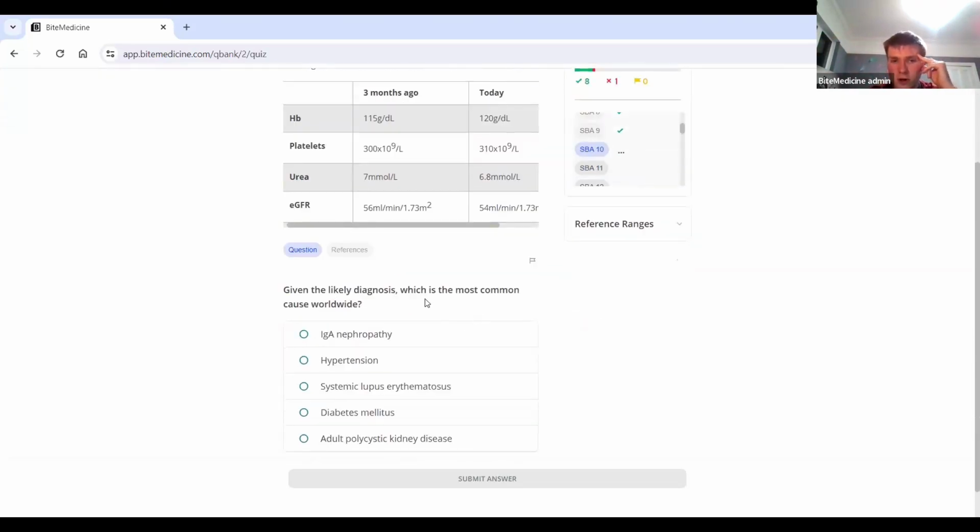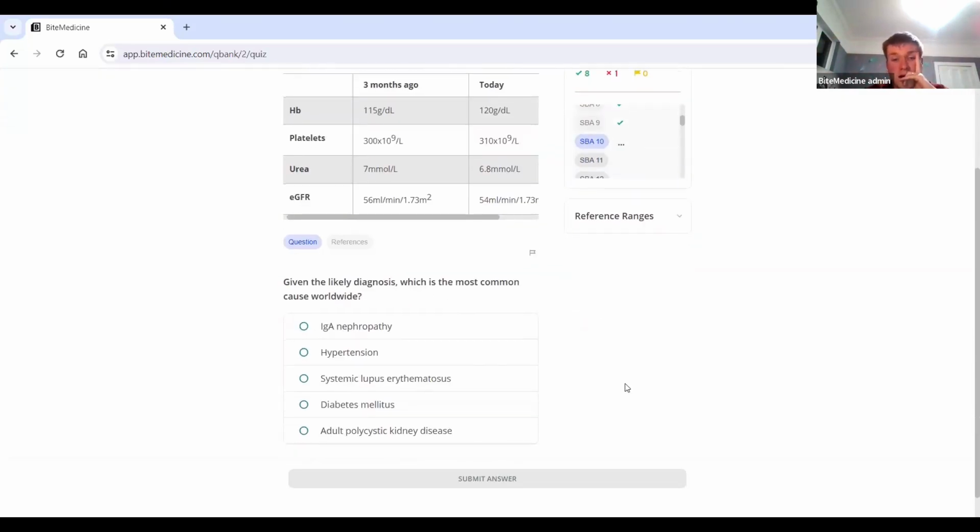So we want what's the most common cause worldwide. Oh, now, I know confidently the two most common causes are hypertension and diabetes, followed by the glomerulonephritides as a collective, and also adult polycystic kidney disease. So I'm thinking between hypertension and diabetes. In all honesty, I'm not 100% with this one. I'm going to go with diabetes. Diabetic nephropathy is pretty rampant all over the world. Diabetes is fairly poorly controlled. So let's have a look.